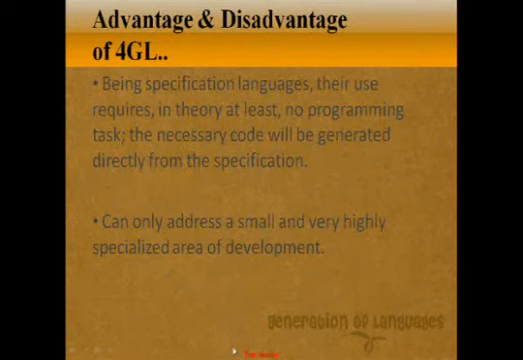Advantages and disadvantages of fourth generation language. Being specification languages, their use requires, in theory at least, no programming task. The necessary code will be generated directly from the specification. However, they can only address a small and very highly specialized area of development.